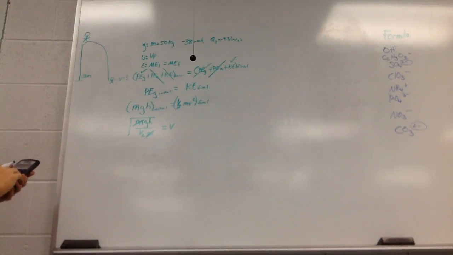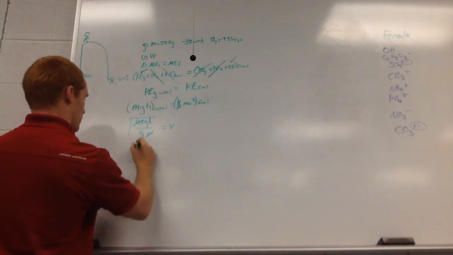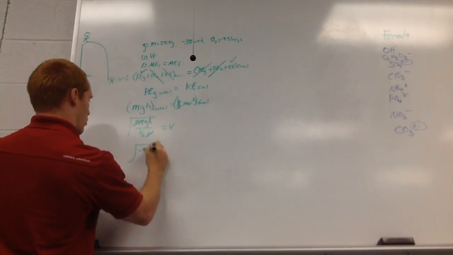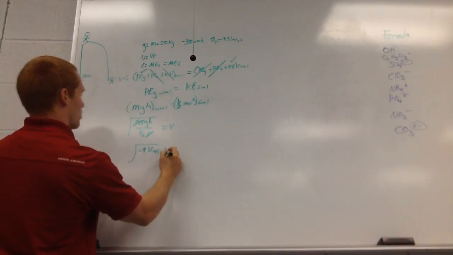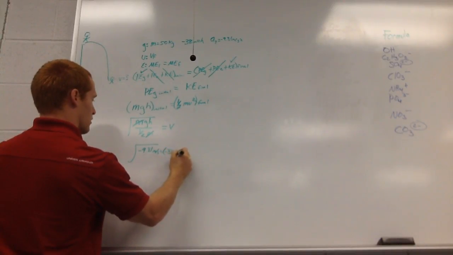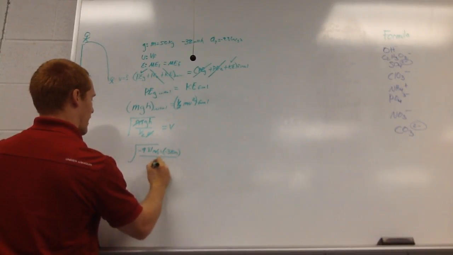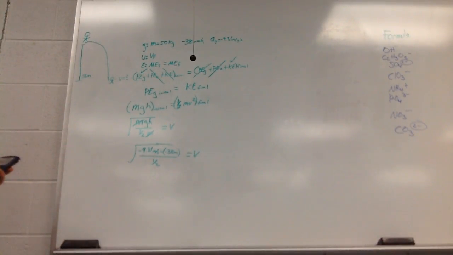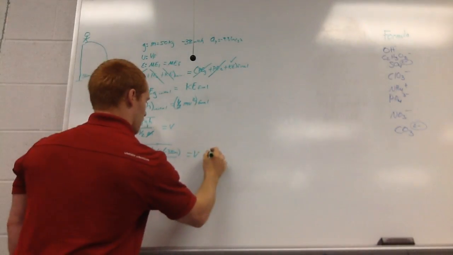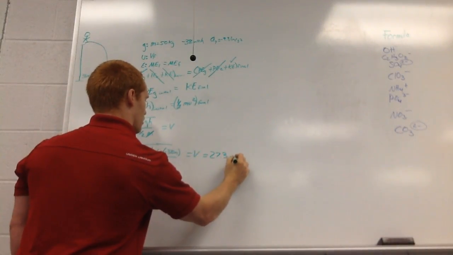So you would take gravity, which is negative 9.81 meters per second squared, times your height, which was negative 38 meters. You're going to divide it by 1/2, and that will get you your velocity. Don't forget to square root. A lot of people do that. Don't forget. You're going to get a velocity of 27.3 meters per second.